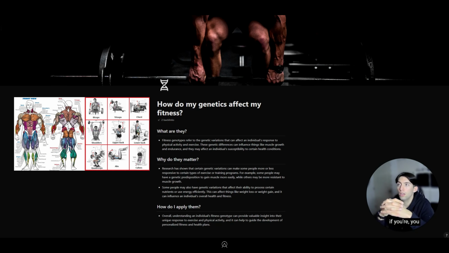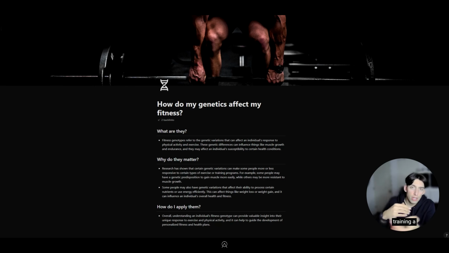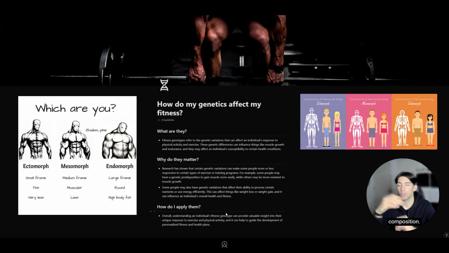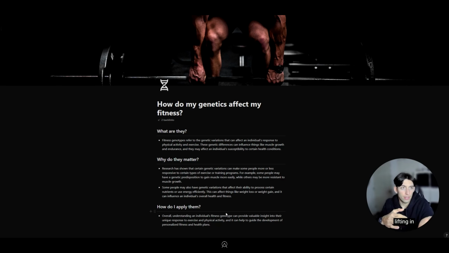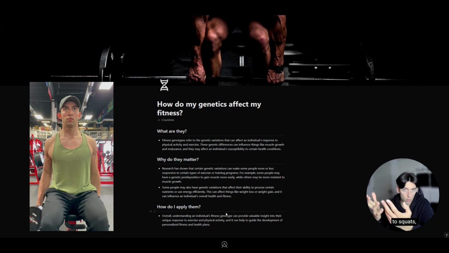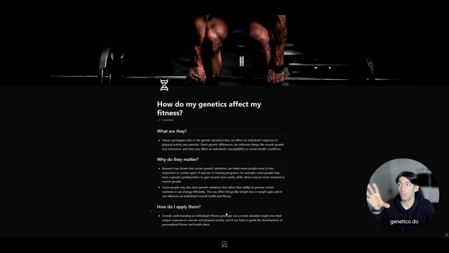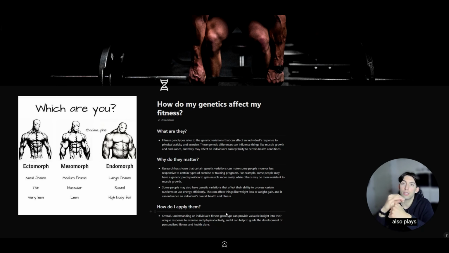For example, you might react better to strength training a certain way, or react better to running a certain way. Genetics do play a role when it comes down to fitness, but I would say that one thing that plays an even bigger role is composition. For example, me, I'm super long and lanky. I wouldn't necessarily react better to powerlifting in comparison to isolation workouts. What that kind of means is I personally react better to bicep curls as opposed to squats, for example. I would say that yes, genetics do play a role, but body composition plays just as big a role.